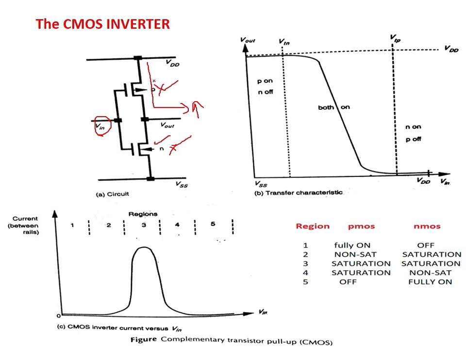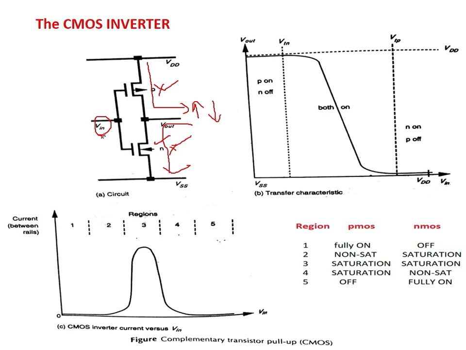It is off means this PMOS transistor is acting as an open circuit. It is open means this VDD is not connected to the output. Okay, it is open means there is a discontinuity in the path from VDD to output, and this output is connected to ground through this NMOS transistor. Hence the output will go to 0. Hence you will get a low output.